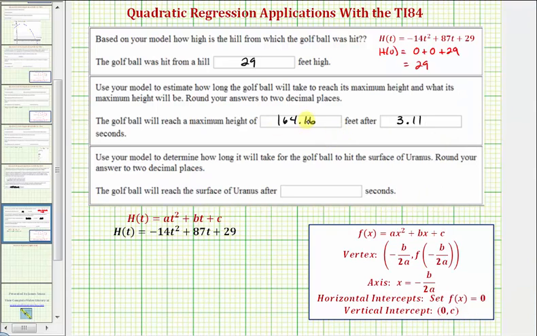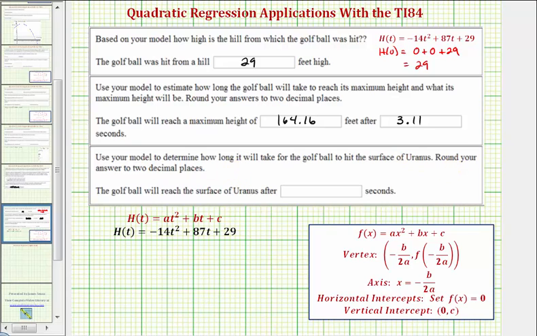If we want to do this by hand, we could use our formula here for the vertex, where the t-coordinate would be equal to negative b divided by 2a, and the h-coordinate would be the function evaluated at negative b divided by 2a. Now for the last question, we want to determine how long it will take for the golf ball to hit the surface of the planet Uranus, where it has to round to 2 decimal places.